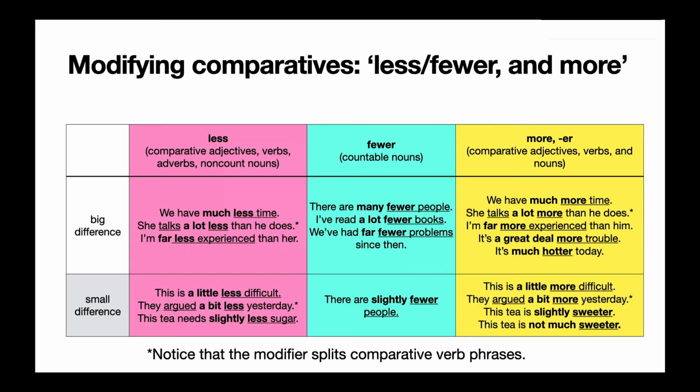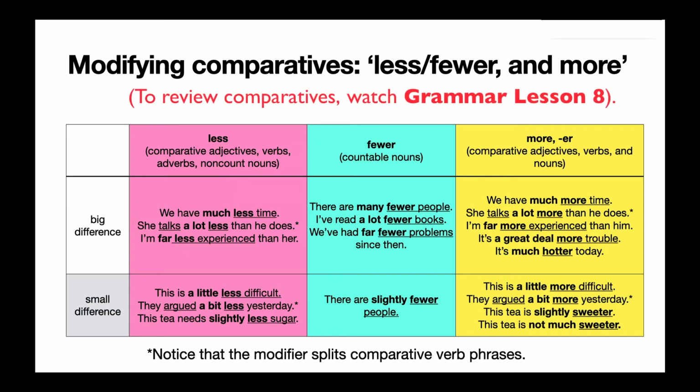Okay, so those previous slides talked about how to modify regular adjectives, verbs, and adverbs. Now we're going to talk about how to modify comparatives. Comparatives are phrases that compare two things, and we talked about this in Grammar Lesson 8. And if you can't remember the comparatives, maybe you can review Grammar Lesson 8.